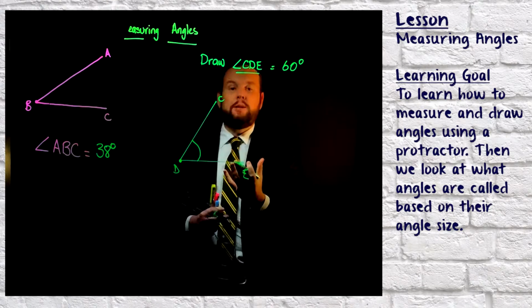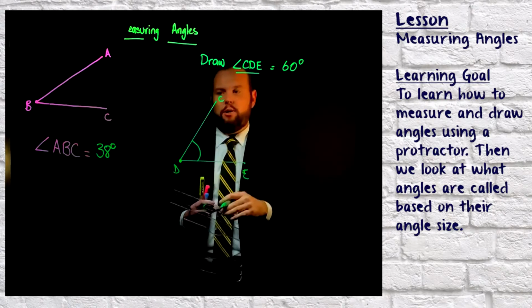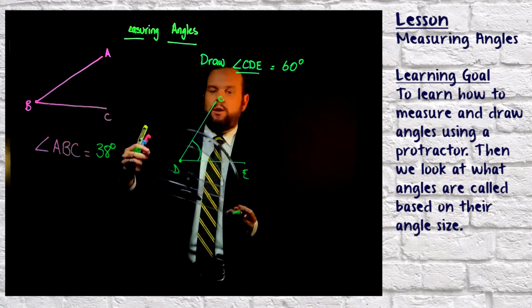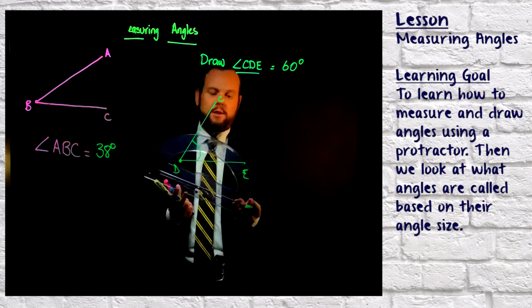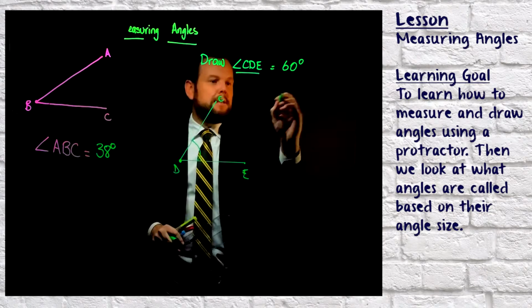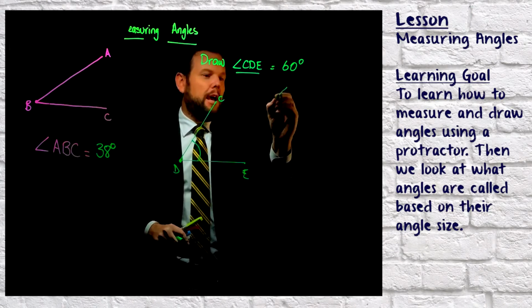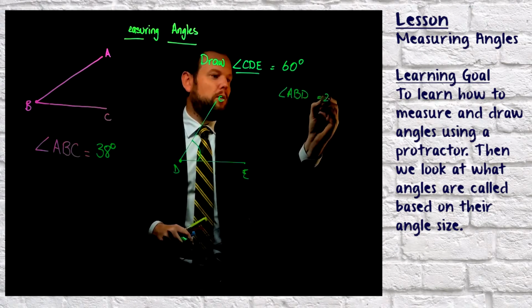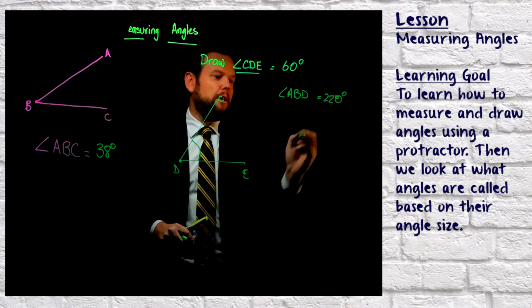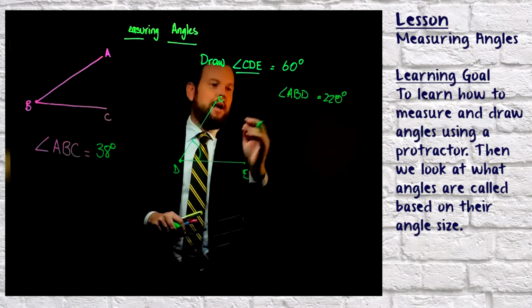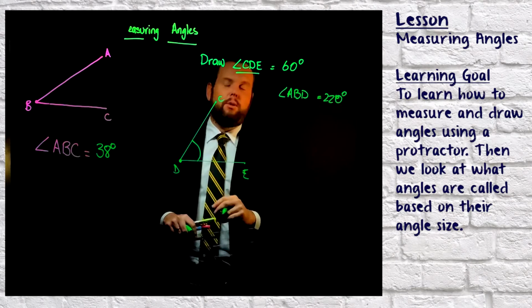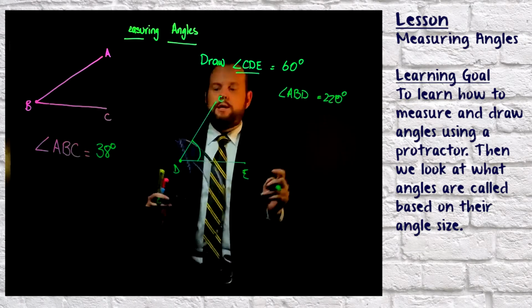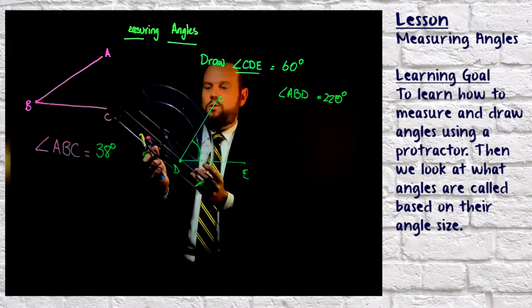Now, sometimes you need to measure an angle that's more than 180 degrees. So let's just say I've got to measure an angle that's like 220 degrees. What I would do is, let's say if I said, okay, measure angle ABD equaling 220 degrees, okay? Measure angle ABD equaling 220 degrees. What you would need to do, this doesn't go up to 220 degrees.